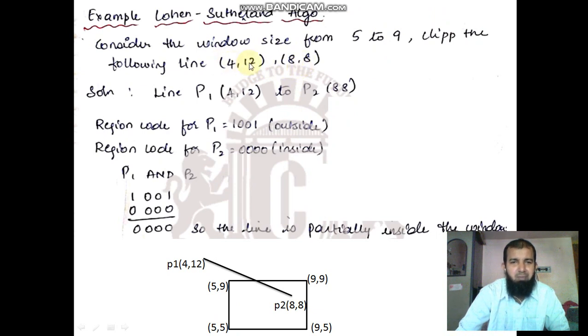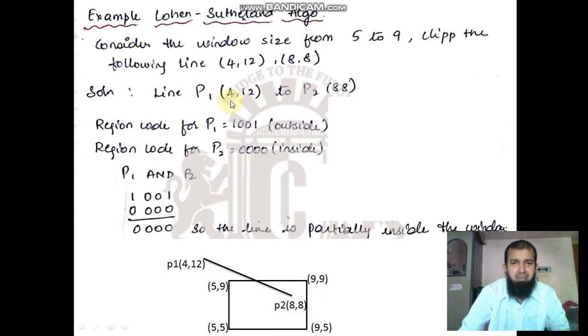One point is 4, 12. The second point of the line is 8, 8. So the line goes from 4, 12 to 8, 8. You have to clip this line. You can guess the output. This part gets clipped here, and only this part of the line is displayed.